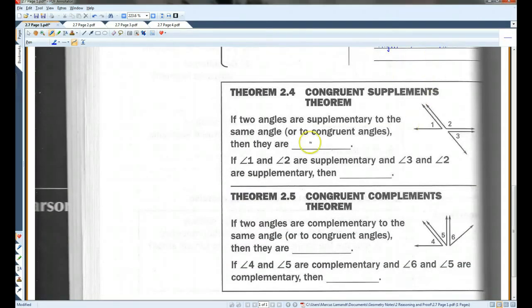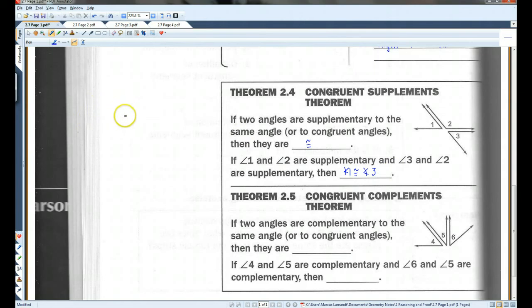Okay, the congruent supplements theorem. If two angles are supplementary to the same angle, or to congruent angles, then they are congruent. So if angle 1 and angle 2 are supplementary, and angle 3 and angle 2 are supplementary, then angle 1 has to be congruent to angle 3.